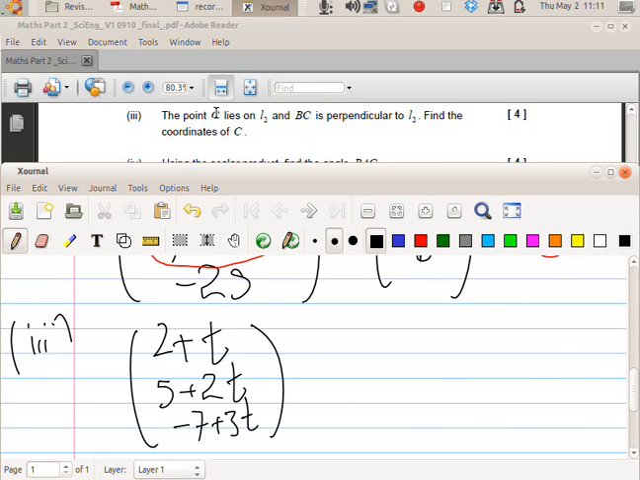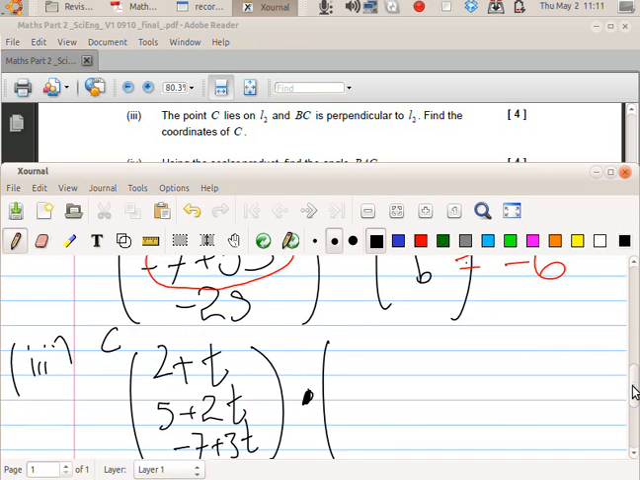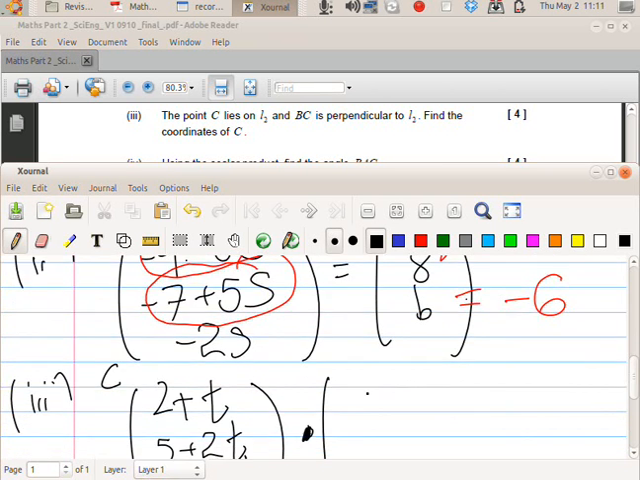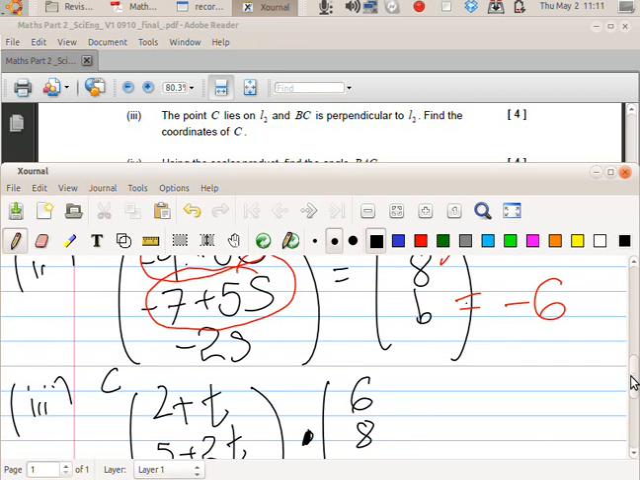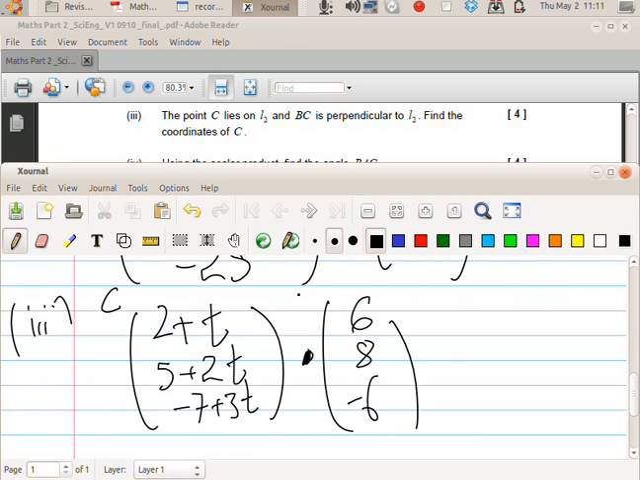Now, he says this is C, and he says it's perpendicular to B. So that means the dot product should be 0. Right, if this multiplied by that, it will be 0. He says that C is perpendicular to B, so what does that mean? The dot product is 0. So find T.